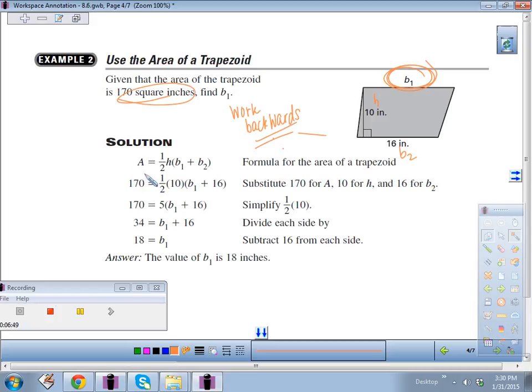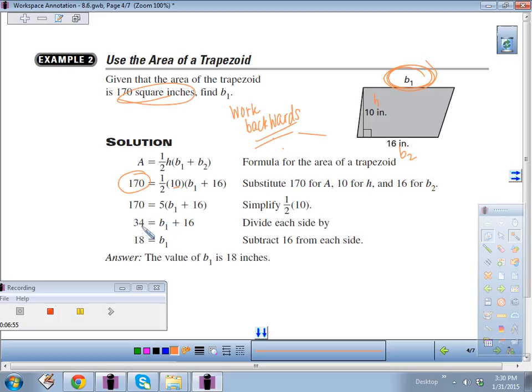We know the area is 170. We know the height is 10. We know one of the bases is 16, and we don't know the other one. So how do we get rid of a fraction of 1/2? We would multiply both sides by 2. Or we could say, what is 1/2 of 10? And say, well, that's 5. And so then we would have 5 times the quantity, base 1 plus 16.